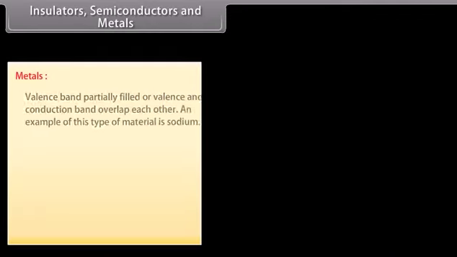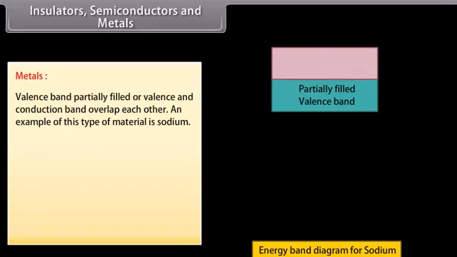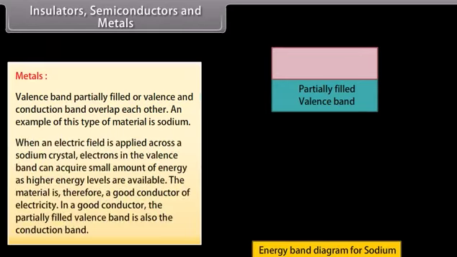Metals. Valence band is partially filled or valence and conduction bands overlap each other. An example of this type of material is sodium. When an electric field is applied across a sodium crystal, electrons in the valence band can acquire a small amount of energy as higher energy levels are available. The material is, therefore, a good conductor of electricity. In a good conductor, the partially filled valence band is also the conduction band.